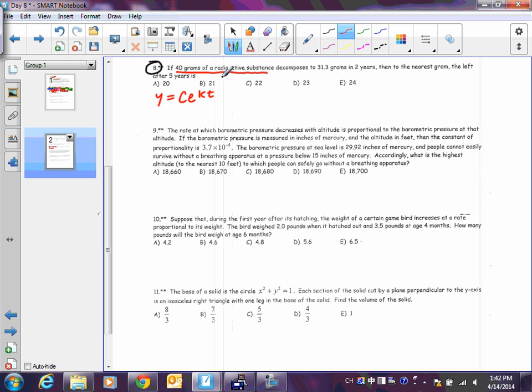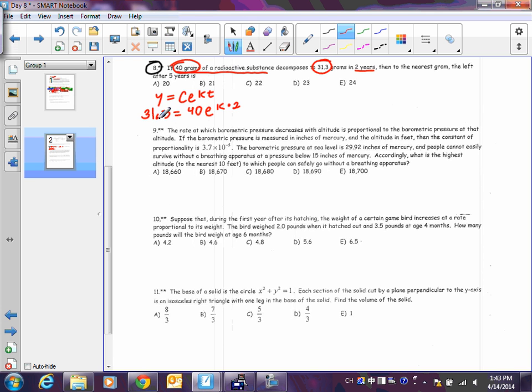pretty easily. So if 40 grams is decomposing to 31.3 grams, which one of these is the Y value, which would be the current or the final amount? 40 or the 31? Which one should replace Y? The 31. Because the initial amount would be 40, and then T would be the time right here, 2 years.